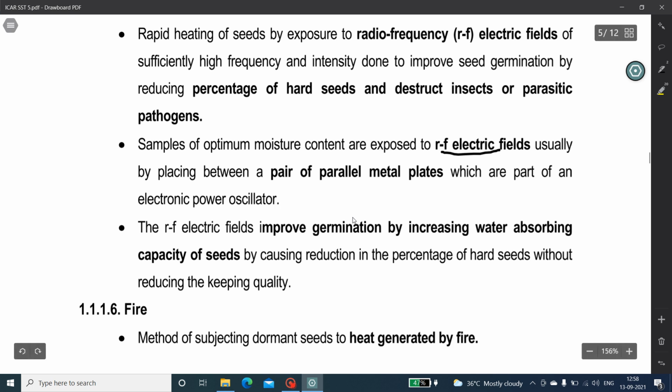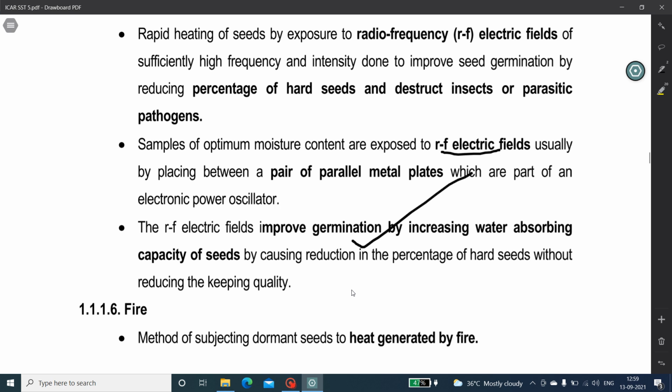The RF electric fields improve germination by increasing the water absorbing capacity of seed, by causing a reduction in the percentage of hard seeds without reducing the keeping quality. The RF electric field may permit the destruction of insects and parasitic pathogens if their characteristics for RF heating or susceptibility to heat damage are greater than those of their host.